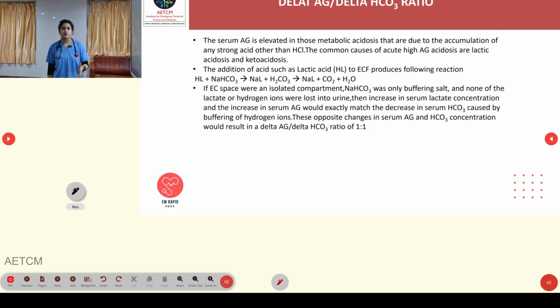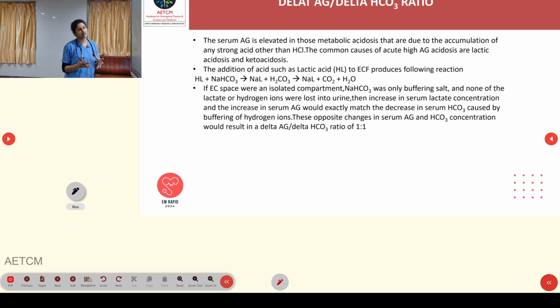Coming to delta anion gap and delta bicarbonate ratio. The serum anion gap is elevated in such metabolic acidosis where a strong acid other than HCl is added, that is, as we said, lactic acidosis and ketoacidosis. So, the addition of such an acid, that is the lactic acid, to extracellular fluid may cause the following equation, that is lactic acid plus sodium bicarbonate will cause sodium lactate and carbonic acid, which may again break down to sodium lactate, carbon dioxide and water.